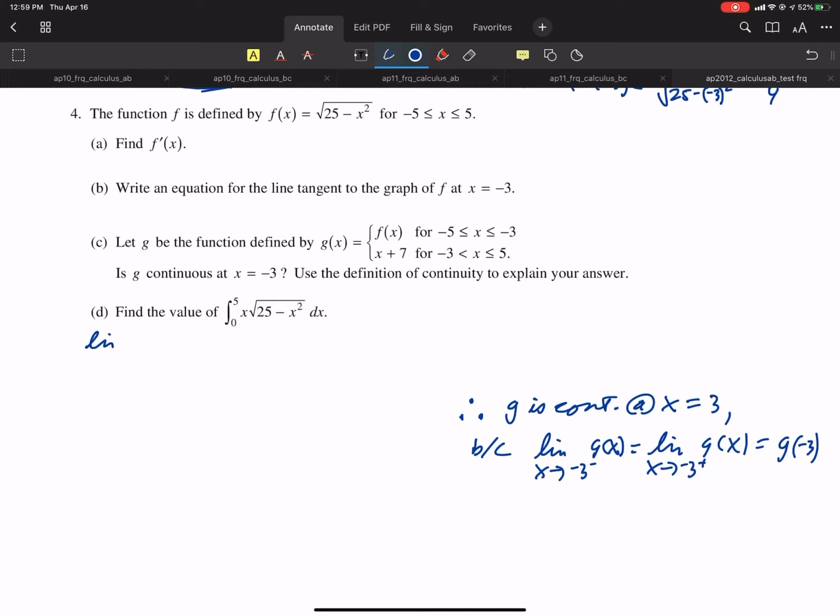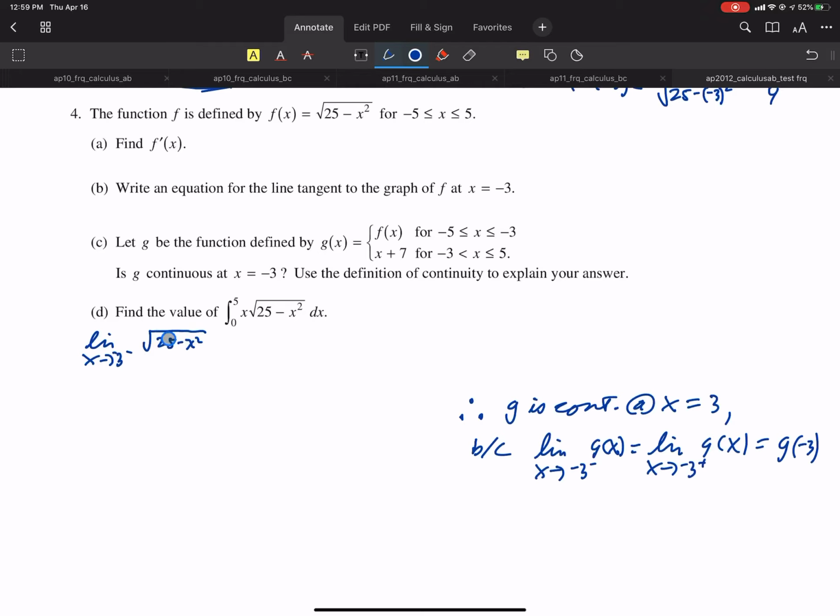So the limit as x approaches -3 from the left. So if you look, to the left of -3, it's f. This is our function we're dealing with. So we want to put our original function f. So a quick comment here: 25 minus x squared, this is a polynomial function. We know that's continuous. And then the square root function, we know that's continuous.